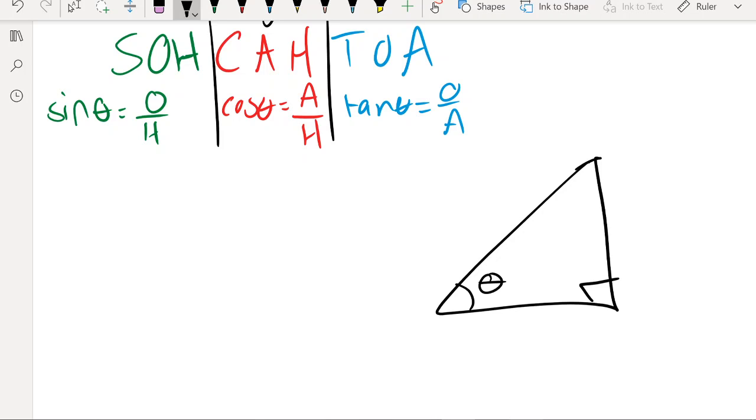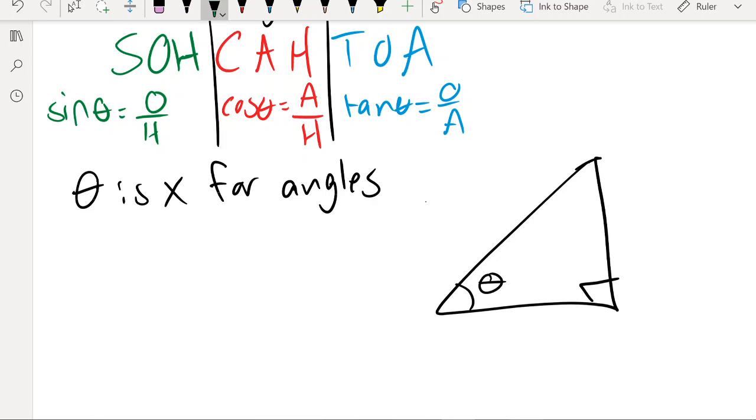So that sounded kind of confusing, and I'm sorry if it was, but theta is basically x for angles, okay? So let me write that. Theta is x for angles. So that's all it means. It doesn't mean anything super fancy. It's just another way to write x. X can be any letter, right? X can be a, it can be b, it can be c, it can be theta. So in this case, it's theta. All right, so let's talk about the OA and H real quick.